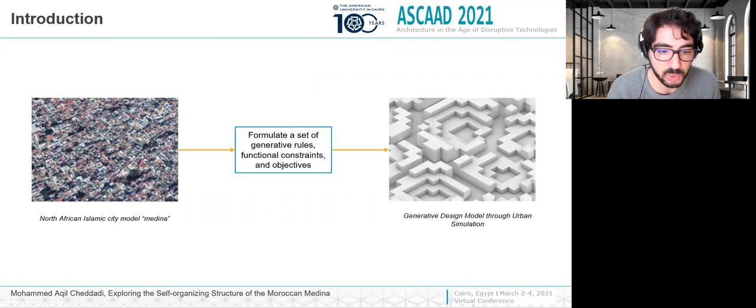This research explores the use of generative design and evolutionary algorithms in the exploration of high-density and low-rise urban morphology. Based on the study of the urban form of ancient North African cities known as Medina, a set of generation rules, functional constraints, and objectives are defined for an urban simulation model that reinterprets its characteristics while aiming for diversification and adaptability of the urban morphology.